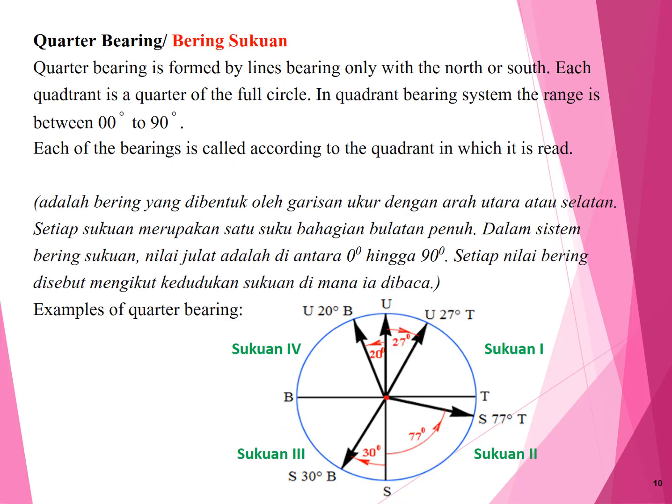Quarter bearing. Quarter bearing is formed by lines bearing only with the north or south. Each quadrant is a quarter of the full circle. In the quadrant bearing system, the range is between 0 degrees to 90 degrees. Each of the bearings is called according to the quadrant in which it is read.